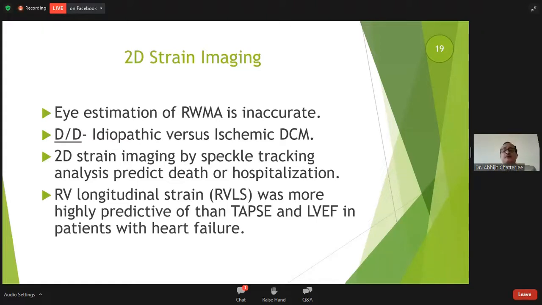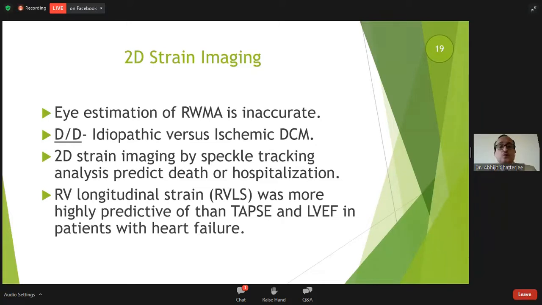The eye estimation of resting wall motion abnormalities is inaccurate. There are intra-observer variations. It means that you ask a specialist to comment and you ask him again 3 days later, maybe he will change his opinion. And of course, there are inter-observer variations.